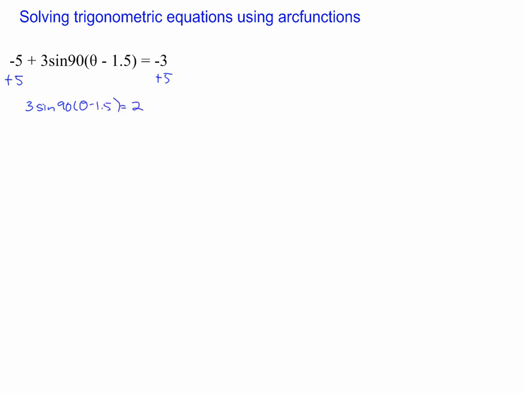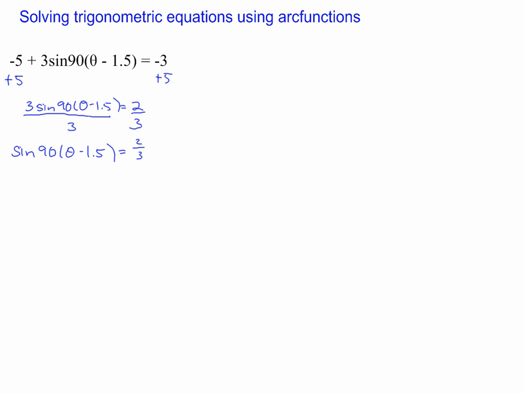And the next thing I want to do is divide by 3, divide by 3, divide by 3. Sine 90 theta minus 1.5 equals 2/3. I'm going to write it as 2/3 and not as a decimal right now because I want to be exact. I don't want to round multiple times throughout my process. If I write this down as 0.67, then I rounded and I'm not going to have the accuracy that I want at the end of the problem.